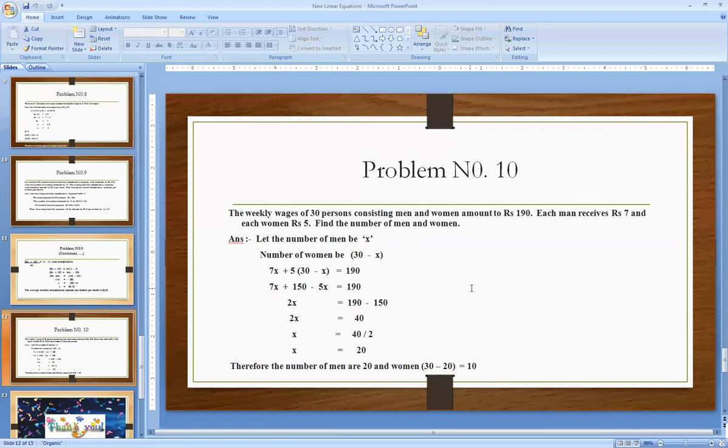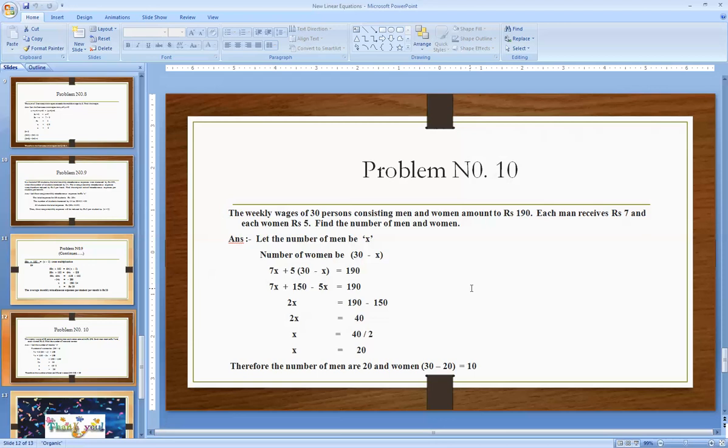Let us assume the men as x. Then the women will become 30 out of which we deduct x, that is 30 minus x. If you are deducting the men number, that will become the women number. Now each man is paid 7 rupees and each woman is paid 5 rupees. Men plus women equals 190 for the entire weekly wages. Men plus women equals 190 rupees.